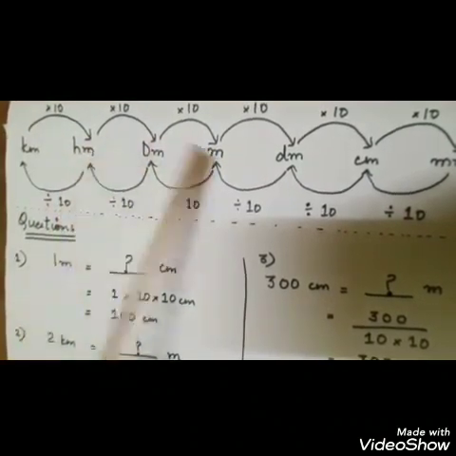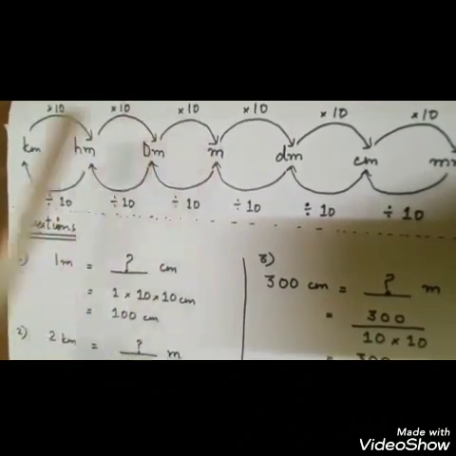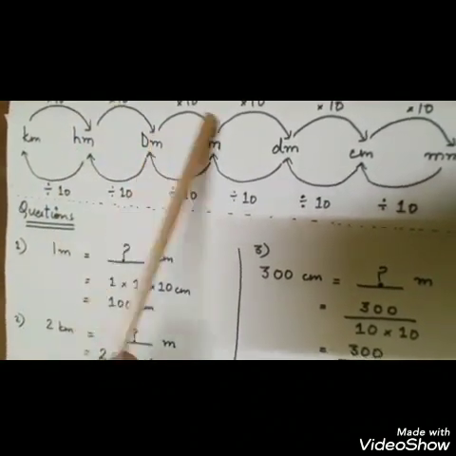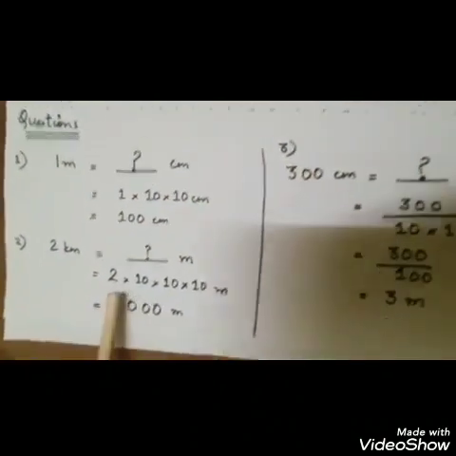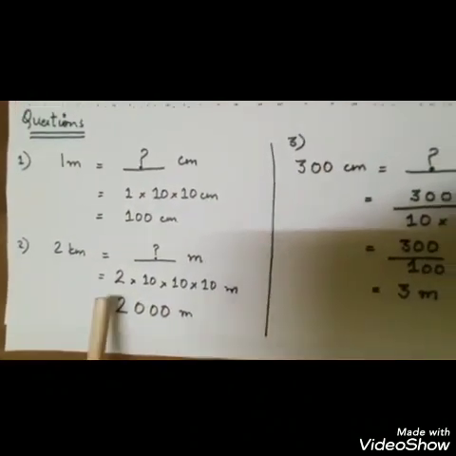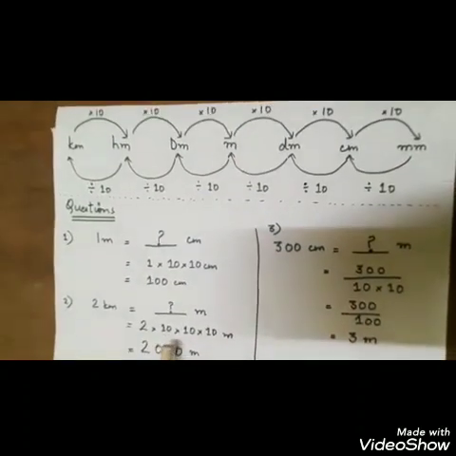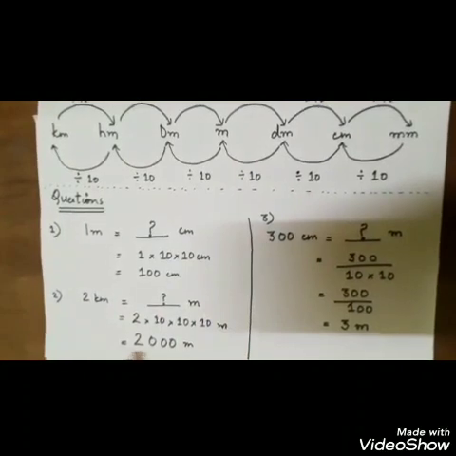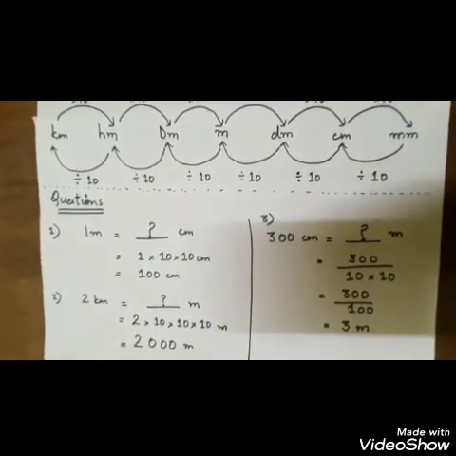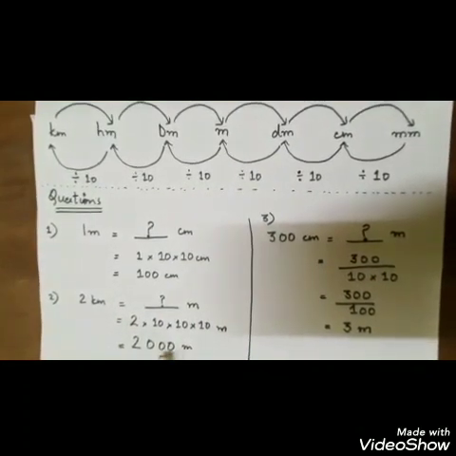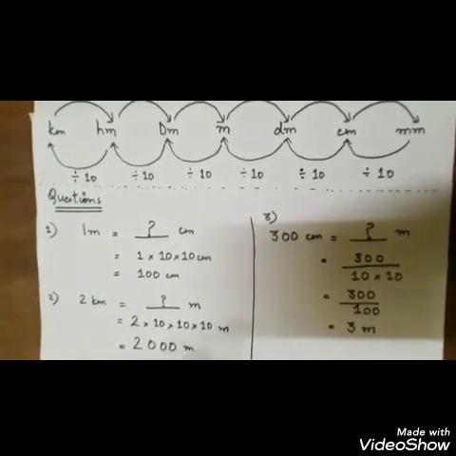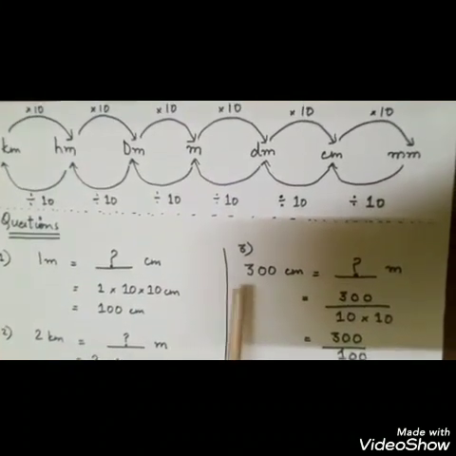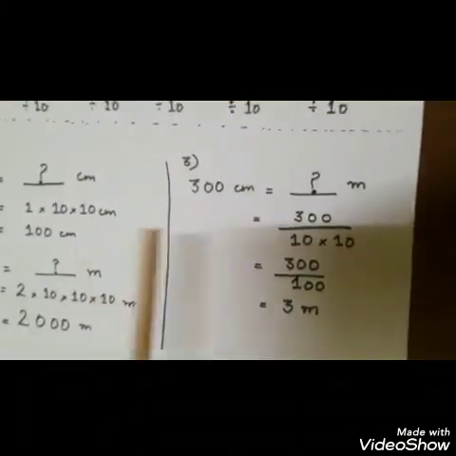Kilometer to meter. So how many times do we have to multiply to convert kilometer into meter? 10 into 10 into 10. So we have to multiply by 10 three times. So that is 2 into 10 into 10 into 10. So after multiplying, we get our answer 2000 meter. Therefore, 2 kilometer is equal to 2000 meter. You see, using this table, you can do all the conversions. Let us come to our next example.